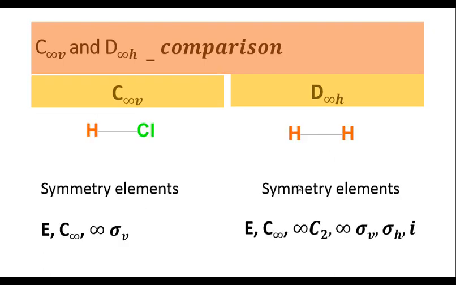This will not just apply to a molecule like HCl. In C infinity v, HCl is a heteronuclear diatomic molecule. One end of the molecule is hydrogen, and at the other end you find another atom, chlorine. In fact, this will apply to any heteronuclear diatomic molecule as well as any linear molecule which is not symmetric. Whereas in the case of the hydrogen molecule, both ends have hydrogen atoms, and so D infinity h will be the point group for any homonuclear diatomic molecule and any symmetric linear molecule.